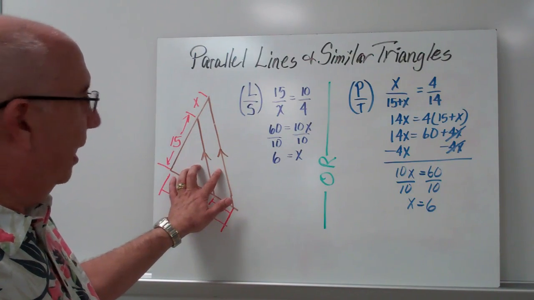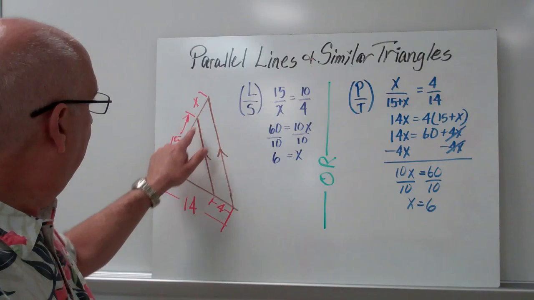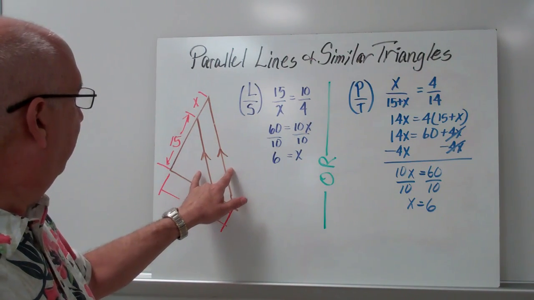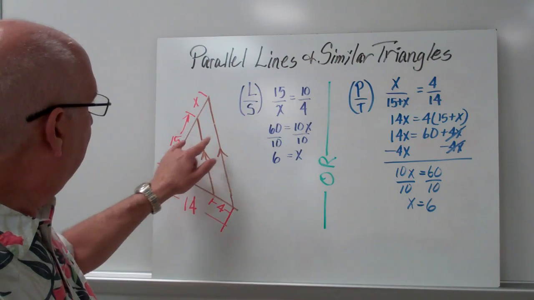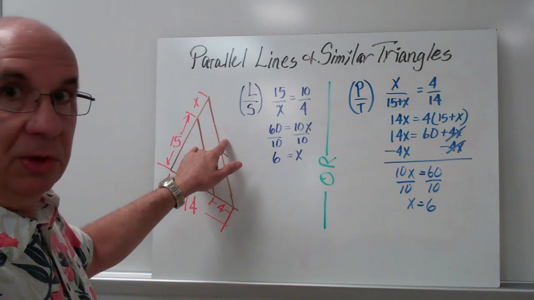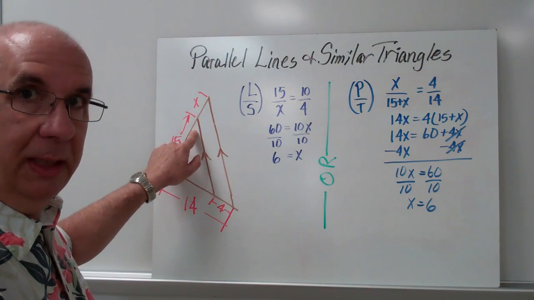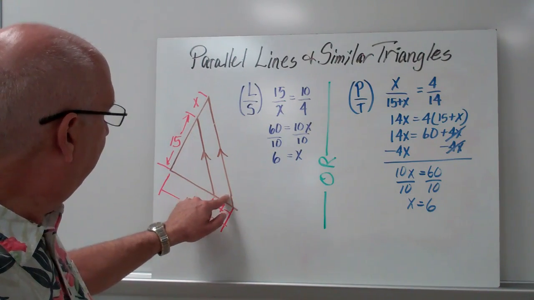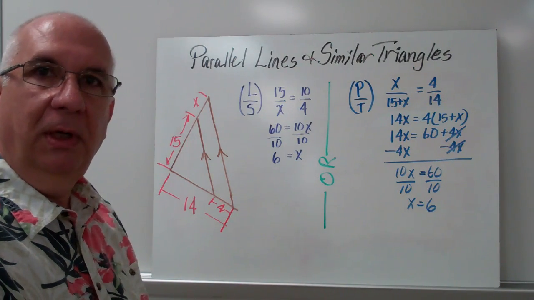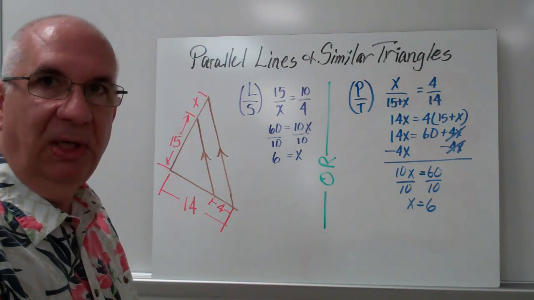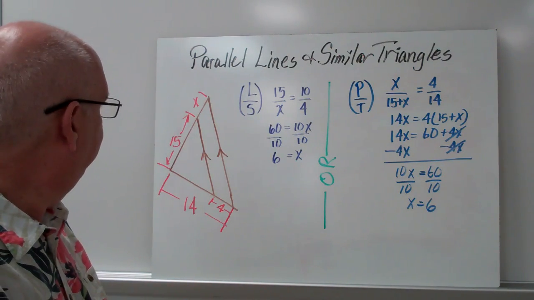I know these two triangles are similar, the large one and the small one, because the bases are parallel. They share a common vertex. Since these two lines are parallel, these two bases are parallel, that means these two angles are corresponding angles and congruent. Likewise here and here. Therefore, these two triangles are similar because of angle, angle, angle similarity. If they're similar, then the sides are proportional.